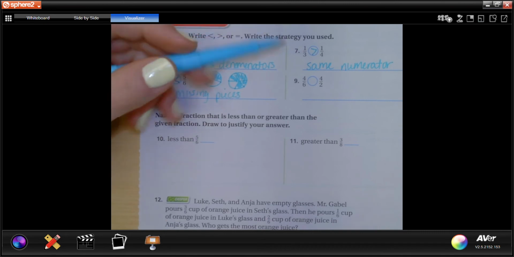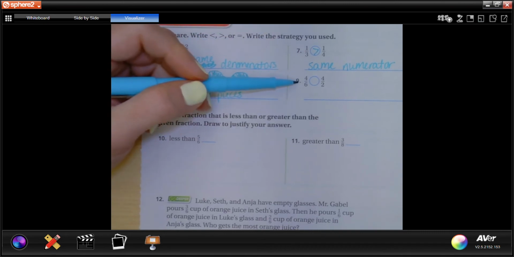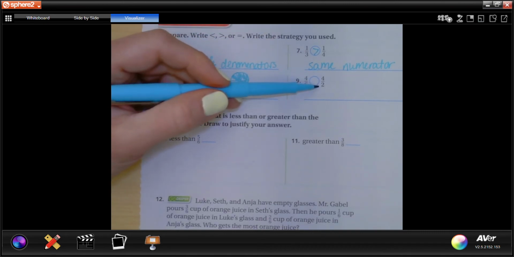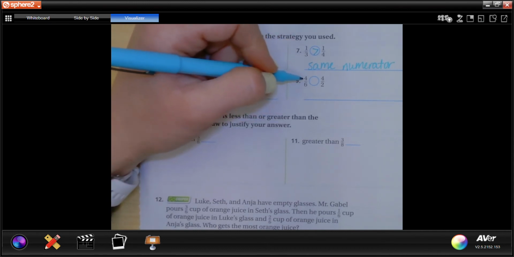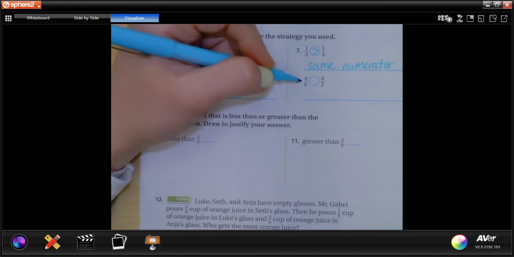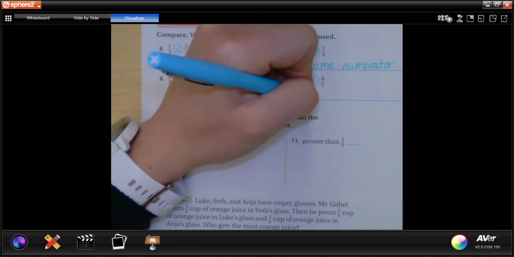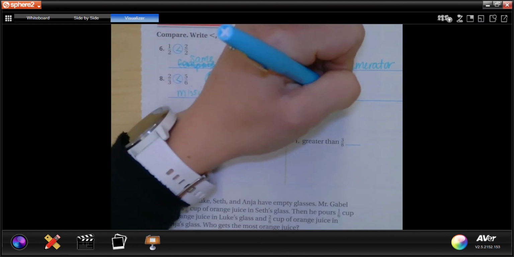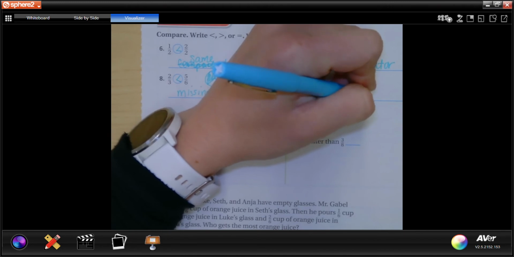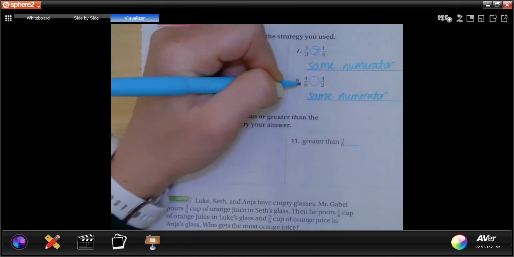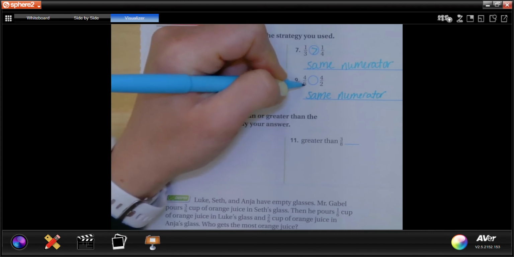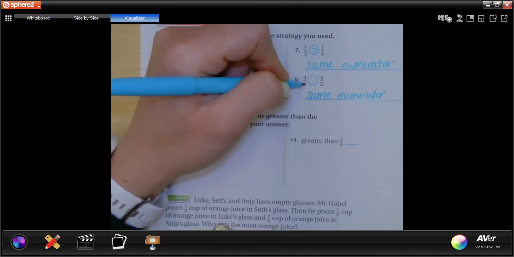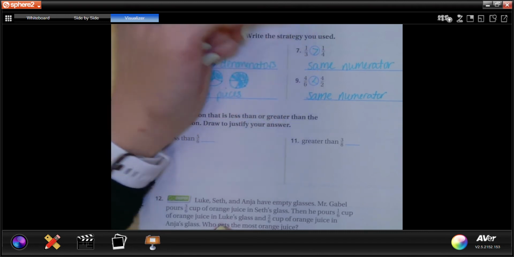All right. For number 9, 4/6 and 4/2. Do they have the same numerator? They do. So the bigger number for the denominator knows that it's cut into more pieces, so it's going to be less than. So 4/6 is less than 4/2.